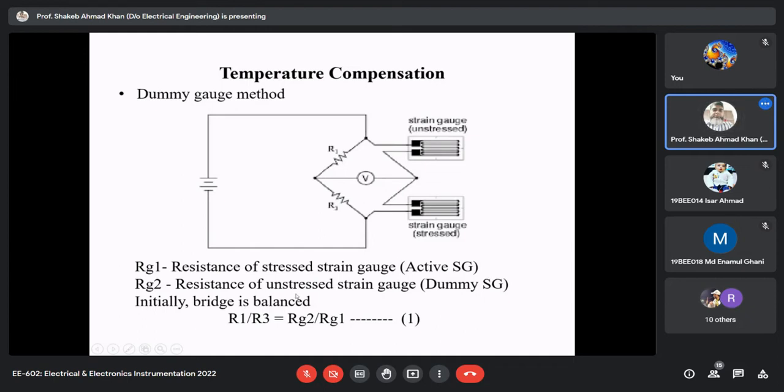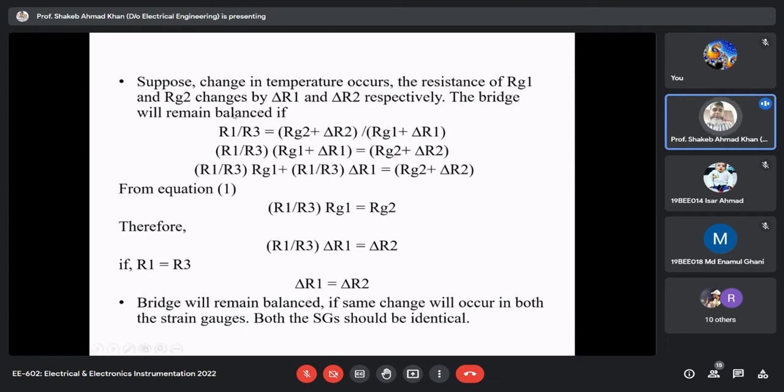Now we'll try to find out what is the circuit condition for whatever compensation we are willing to have. Suppose a change in temperature occurs and the resistances Rg1 and Rg2 change by delta R1 and delta R2 respectively. The bridge will remain balanced if.